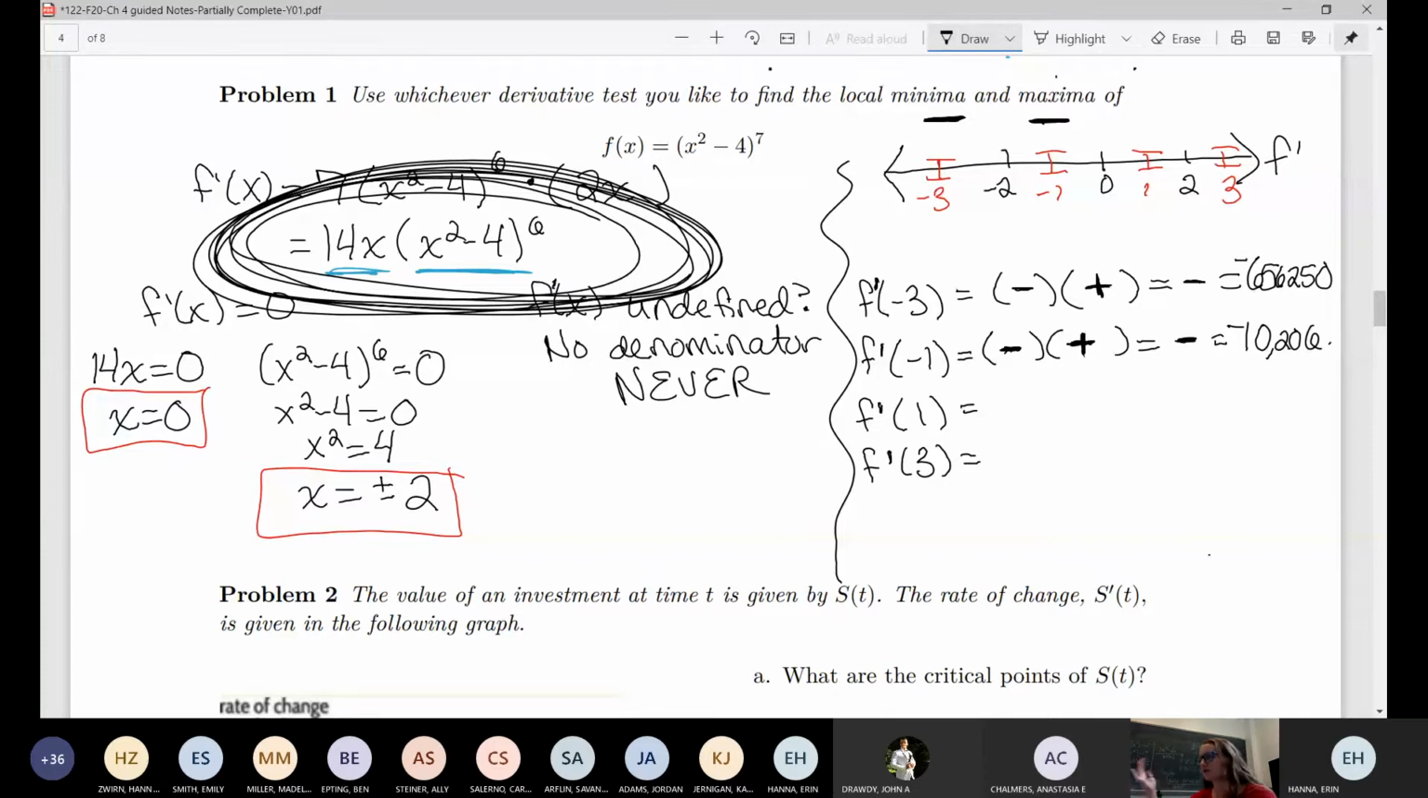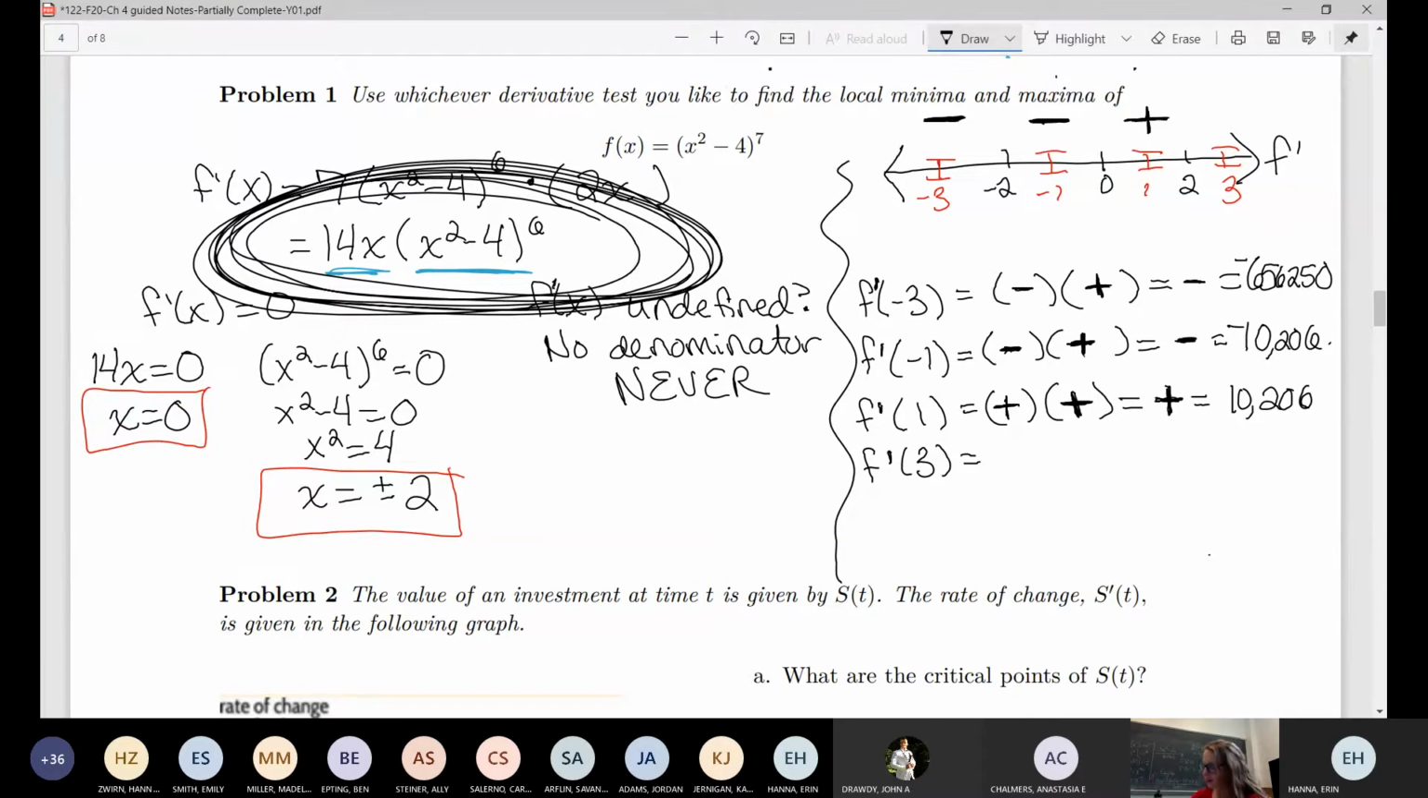You don't have to do both of these ways. You don't have to do the sign and the actual number. I'm just doing both ways because different people might like different things. If we plug in +1, the 14x would turn out to be positive, and the -3 to the 6th would turn out to be positive. Positive times a positive is positive. Or you can just find out that it's equal to 10,206. So we get a positive value when we plug in 1.